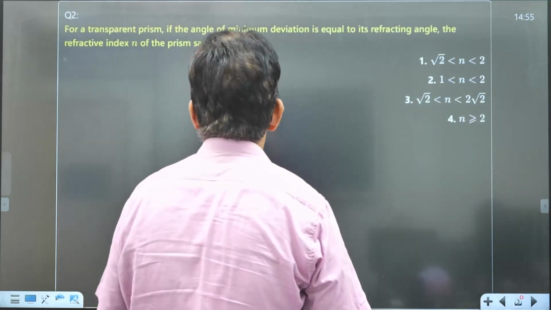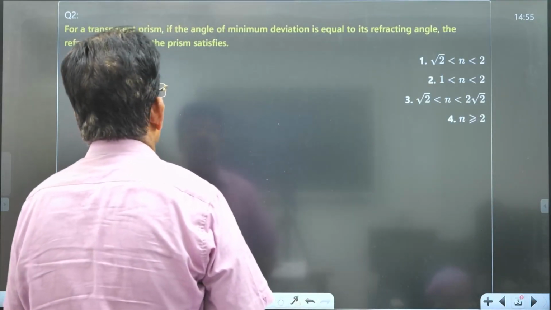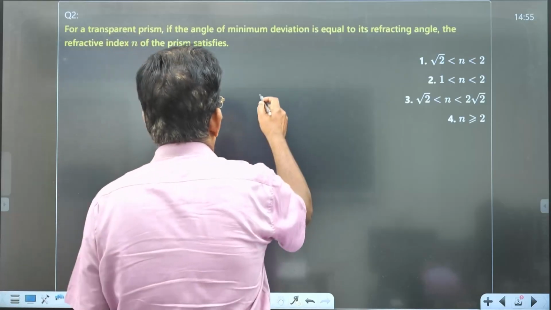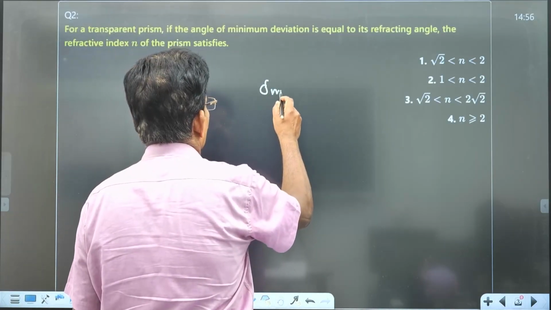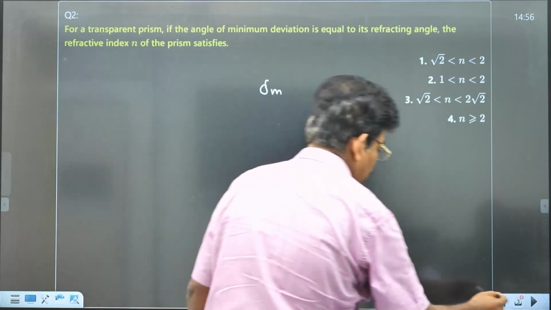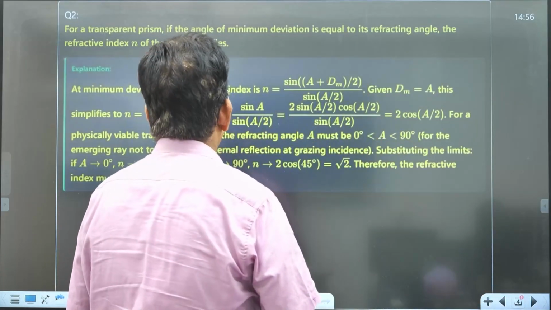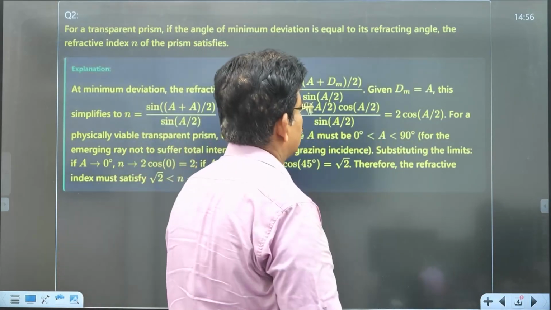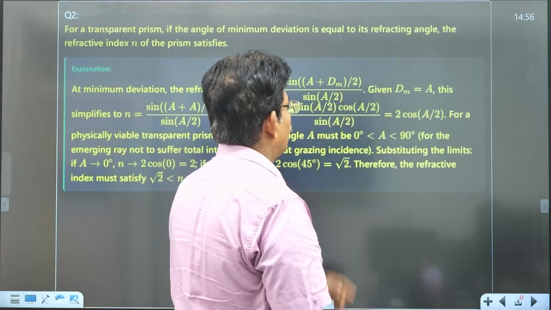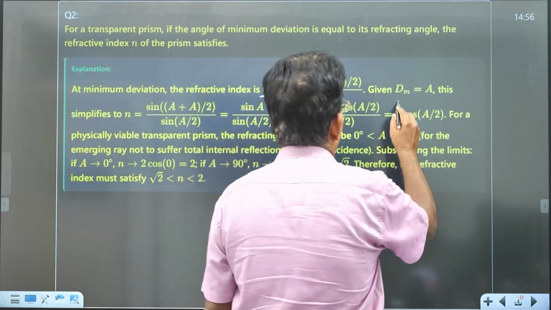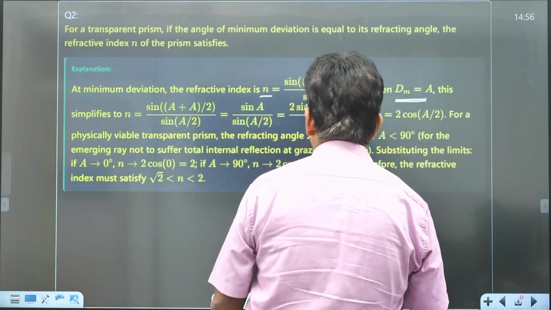Next one, a transparent prism, angle of minimum deviation. So, minimum deviation's value. Let us go to the explanation, that will be better. Yes, we have a ready-made formula for refractive index: sine of (A plus minimum deviation) by 2, over sine A by 2. Here it is given that the angle of minimum deviation is equal to A.